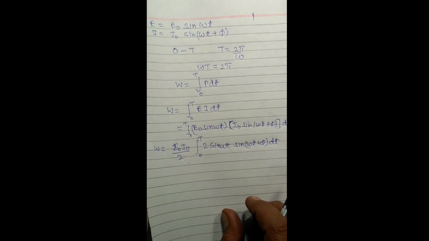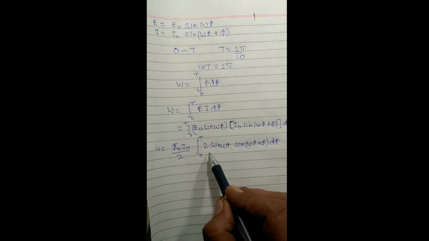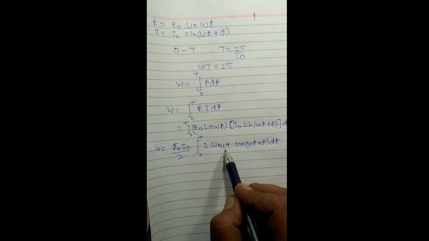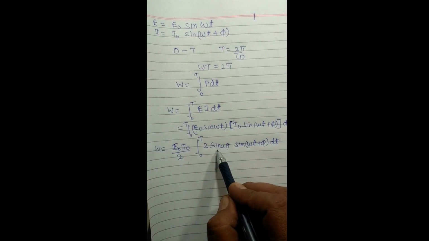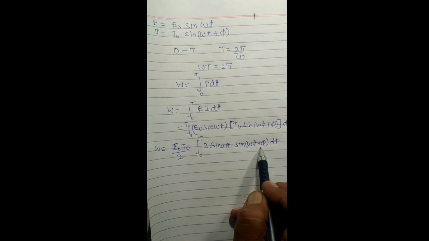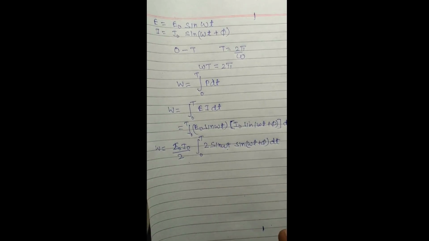Is that clear? Now, you know the formula of 2 sine A sine B, or you can say sine C sine D. The formula is cos of (A minus B) minus cos of (A plus B). Is it clear? Here it is 2. If we take omega t as A, so it becomes sine A, and omega t plus phi as B, it becomes sine B. So we get cos of (A minus B) minus cos of (A plus B).